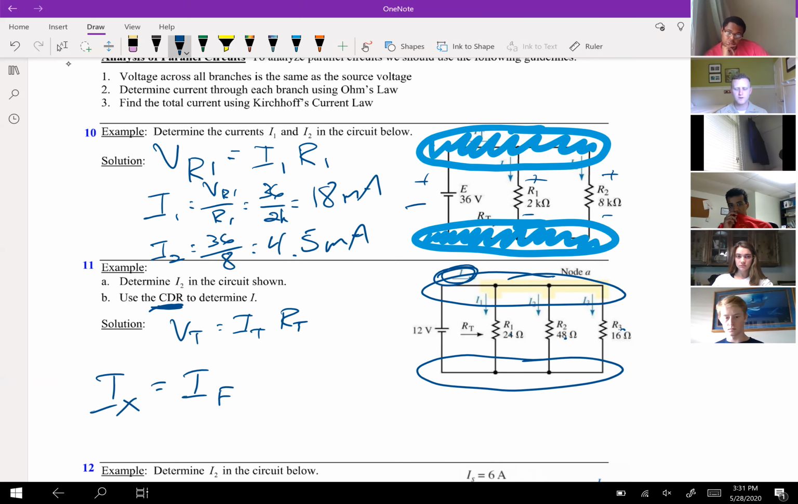And in this case, the I equivalent is the I total because that's what's going into node A. And then for each of the ones that I needed to solve, I1, I2, and I3, this Rx is whichever one. So for I1, there's Rx. For I2, there's the Rx. For I3, there's the Rx. So you can solve number 11 on your own, and I'll send out that solution as well.